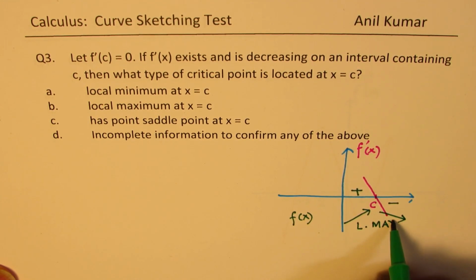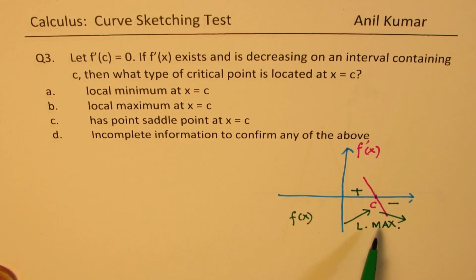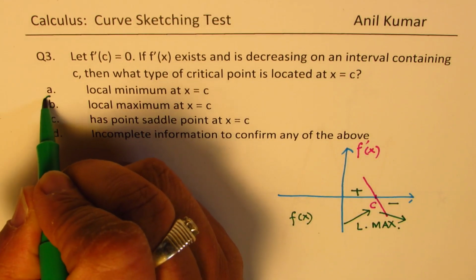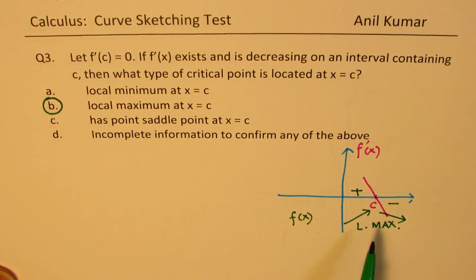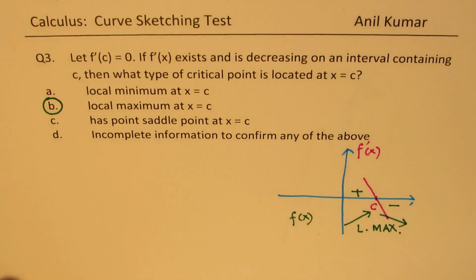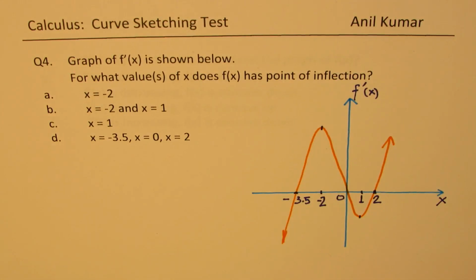Is that clear to you? So we get a local maximum at this point. So option B is the correct option. So I hope you understand the concept. This is a very critical question which most of the students might not get correct. Okay, let's move on and take the next question now. Question number 4.